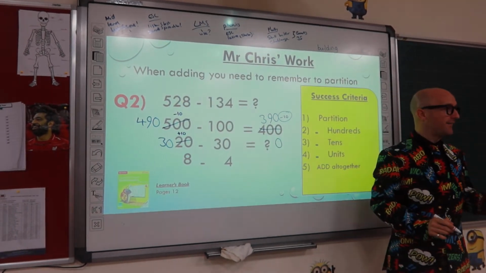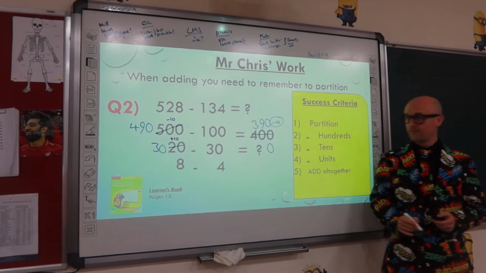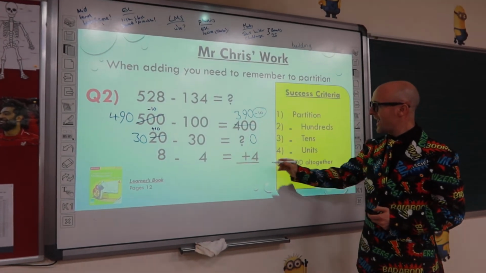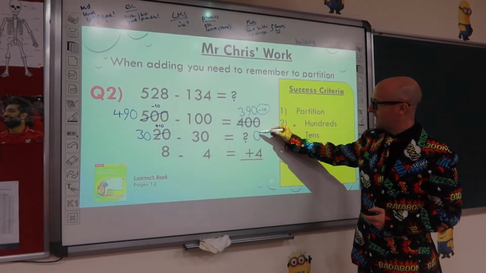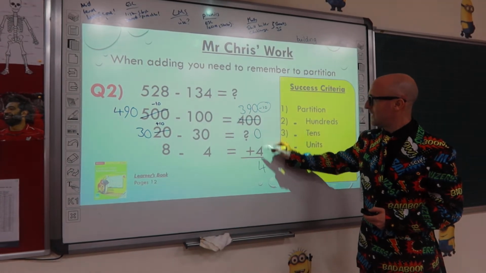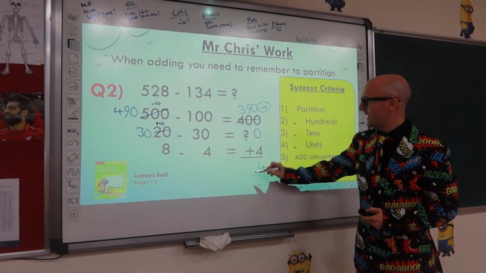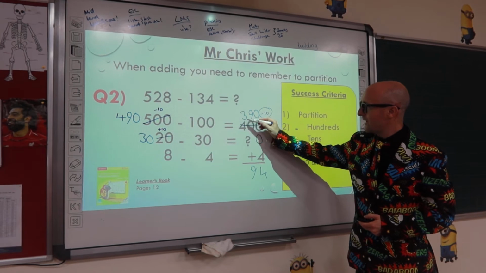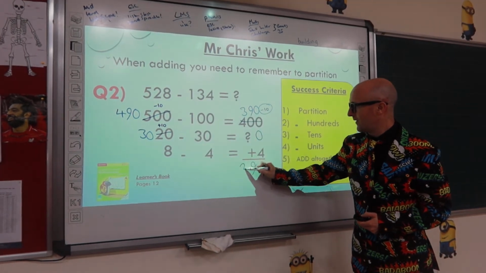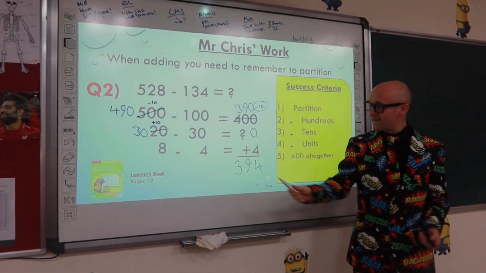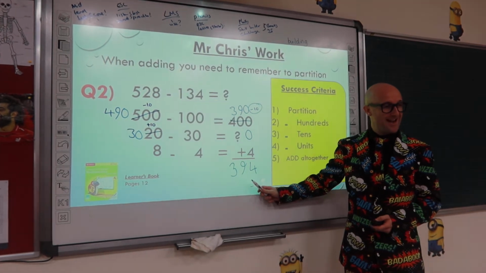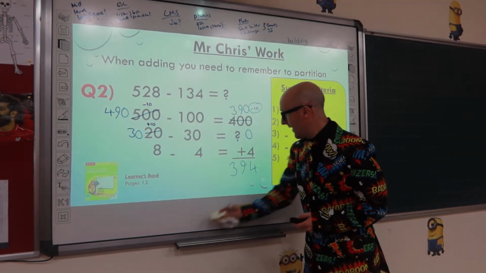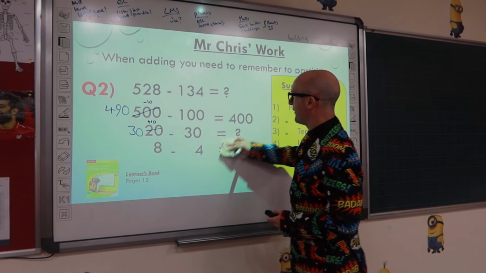What's 8 minus 4? Equals 4. Kapow. So now we've got our answer. We've got 0 plus 0 plus 4 is 4. 9 plus nothing is 9. And 3 plus nothing is 3. So the answer is 394. So I'll go through another one.